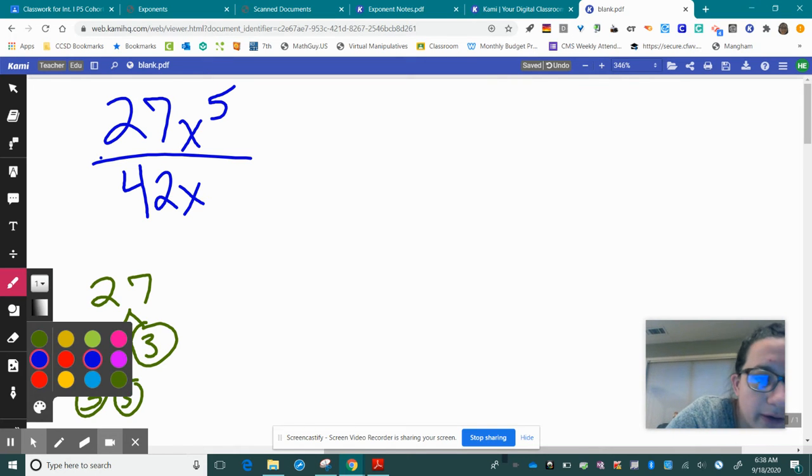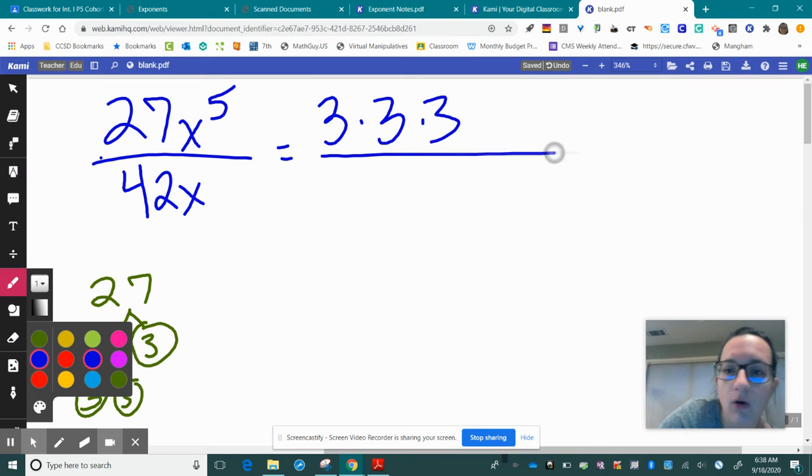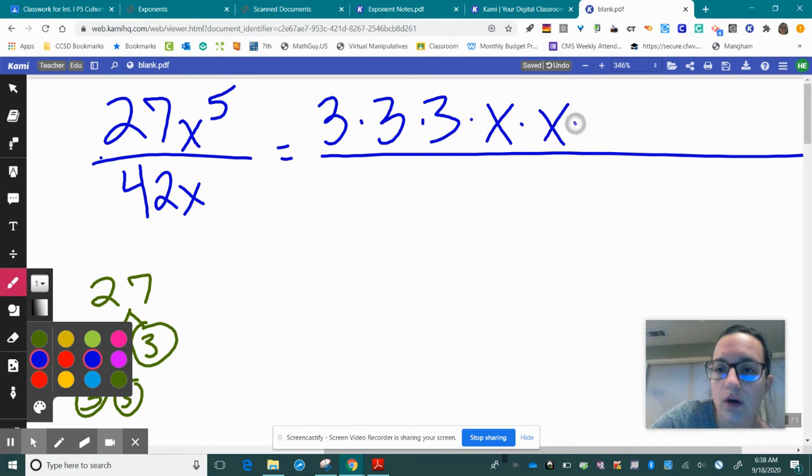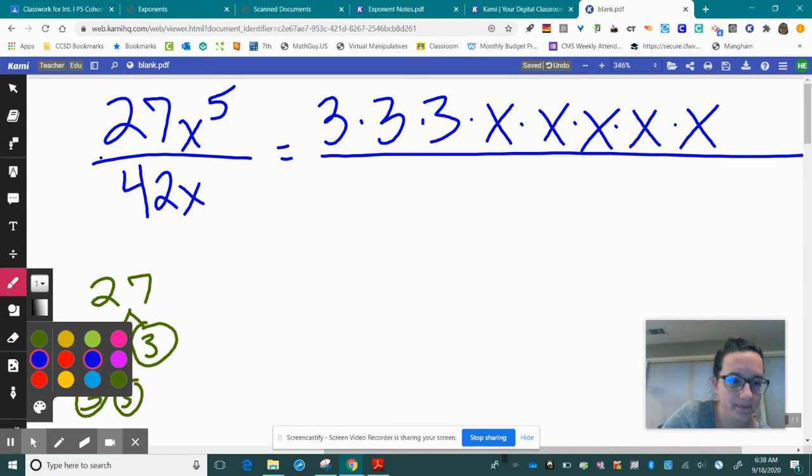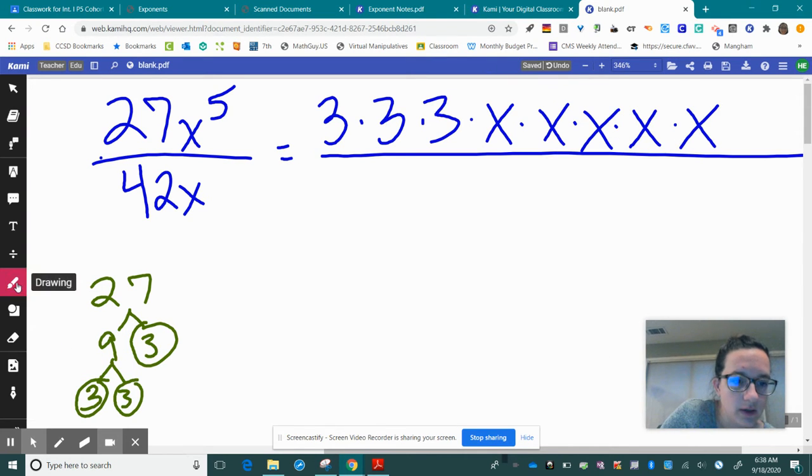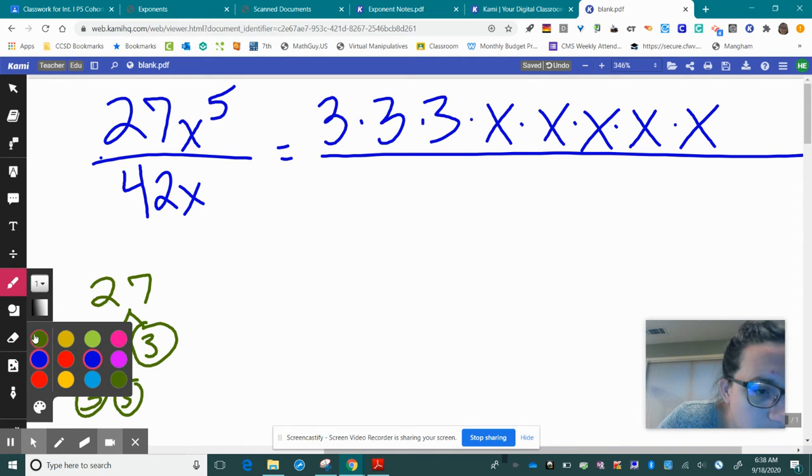So in my numerator, I'm going to have 3 times 3 times 3. And how many x's? We have 5. Times 1, 2, 3, 4, 5. So that was our first tree. Might run out of room for a second tree. No, I might be able to fit it.